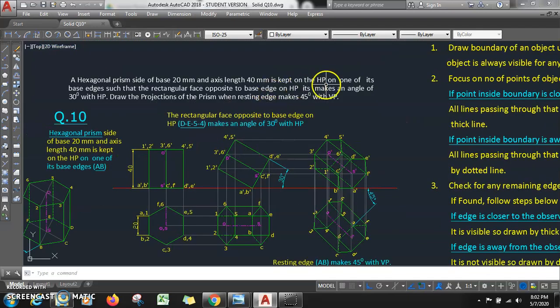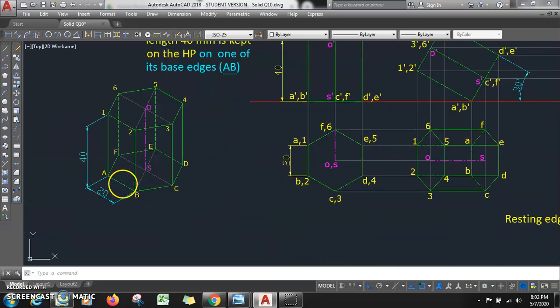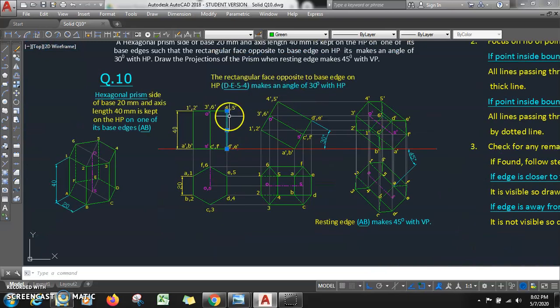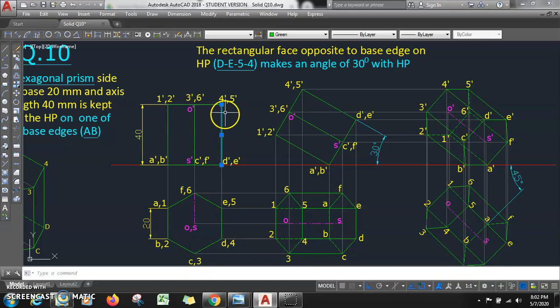Now for step 2, what they have said is that it is resting in such a way that the rectangular face opposite to the base edge makes an angle of 30 degrees. If this base edge is AB, then which rectangle is opposite to it? The opposite rectangle is DE 4 5. You see, this is the opposite rectangle. So if AB is the resting edge, the opposite rectangle DE 4 5 is here. How much angle is it making? Right now the angle for this surface is 90 degrees. How much should it be? 30 degrees. So how much does the object have to be rotated? The object has to be rotated by 60 degrees.